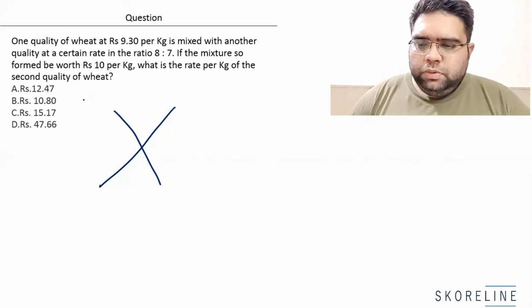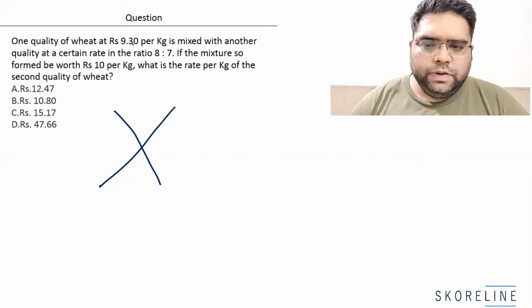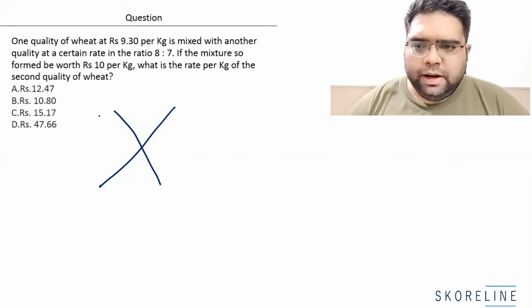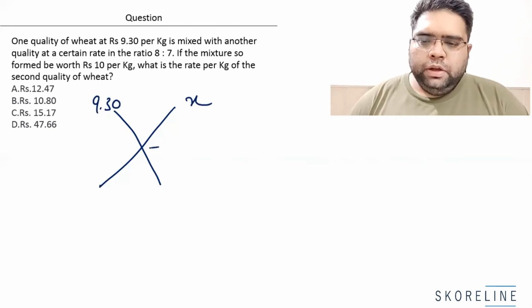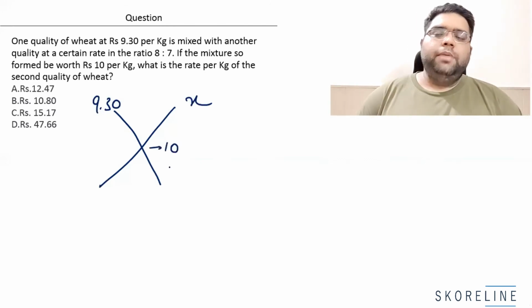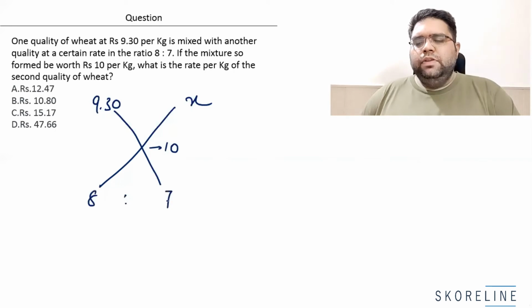Now, here you're given the price of the first wheat quality at 9.3 per kg. Just write 9.3 per kg here. The second quality we need to calculate. Let's take it as X. The final price of the mixture we are given, which is 10 per kg, right? We are also given the ratio in which they are mixed.